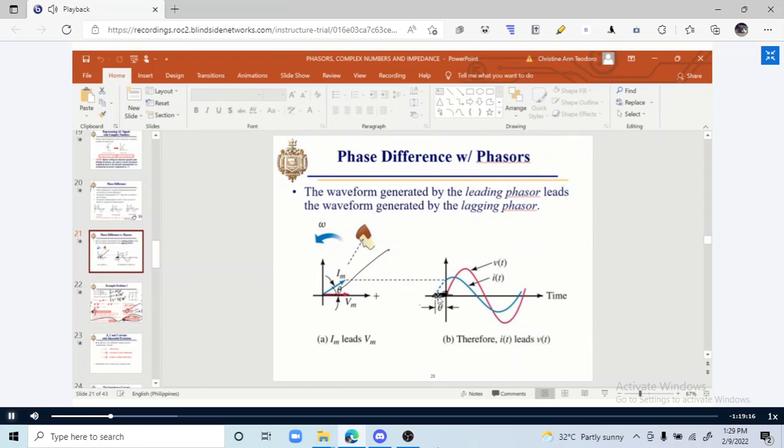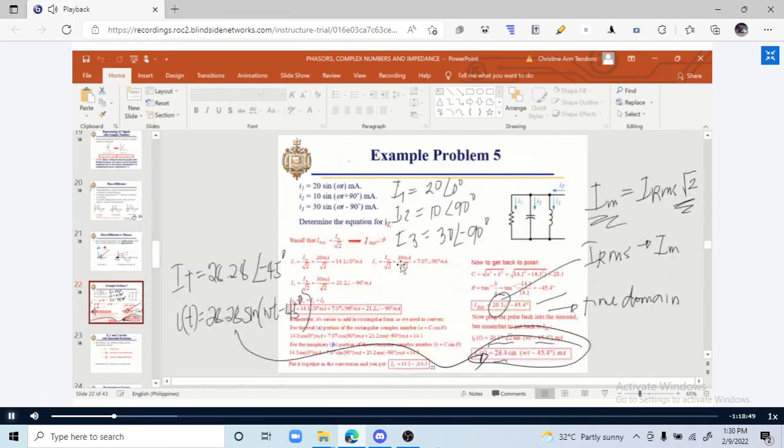If we try to project this into a certain waveform, we can actually say that there is a phase angle difference here. Therefore our current in time domain format leads our voltage in time domain format. It means this waveform, the blue waveform, is leading our pink waveform.